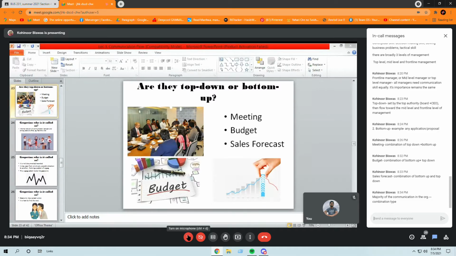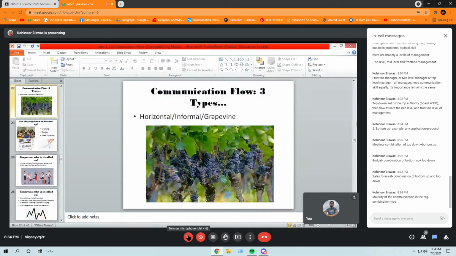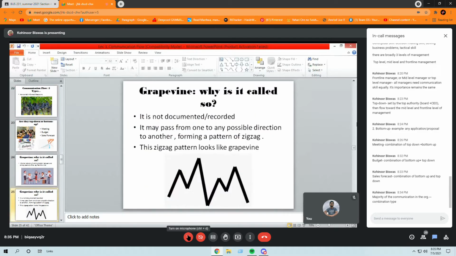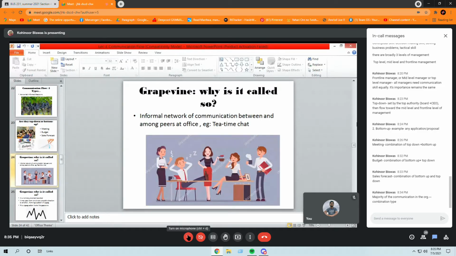Okay, now let's see the third type. What about this? Grapevine, which is informal communication and which is horizontal communication. Let's see. Please read this slide a little, I will explain.